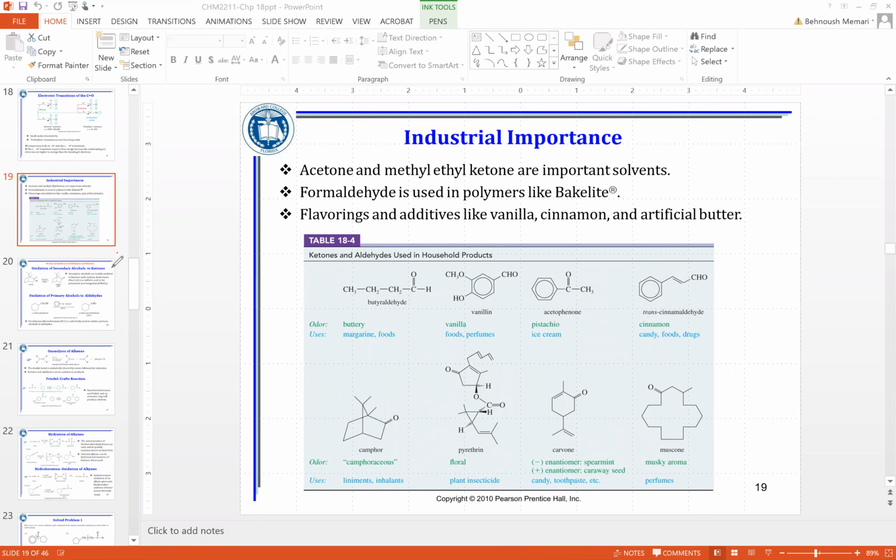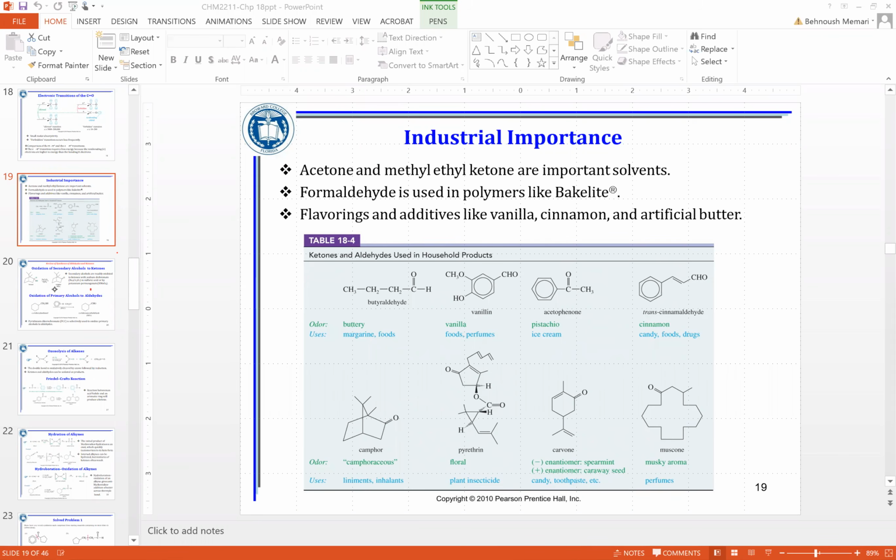There are two aspects left. One, how to prepare these compounds. Second, what are the chemical reactions for these compounds? First, we are going to look at the preparation.